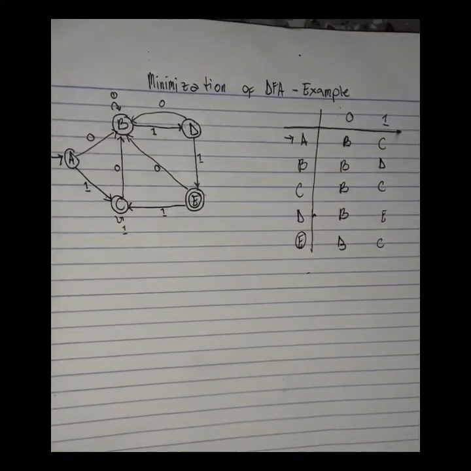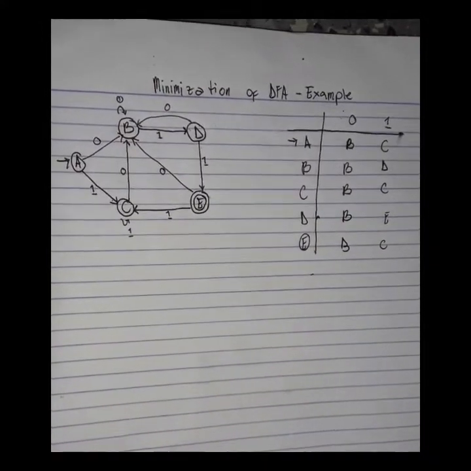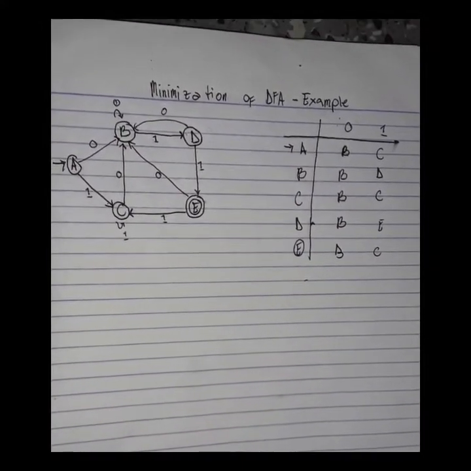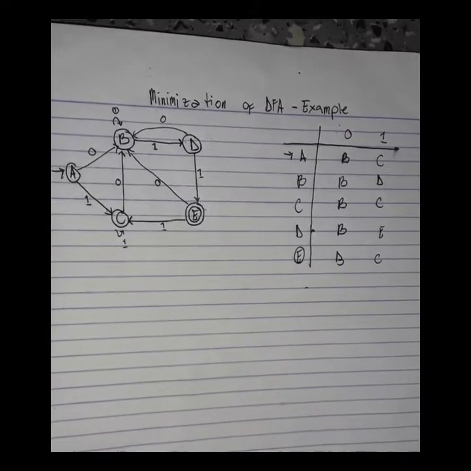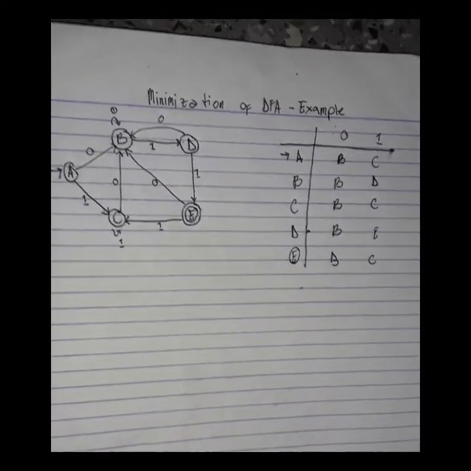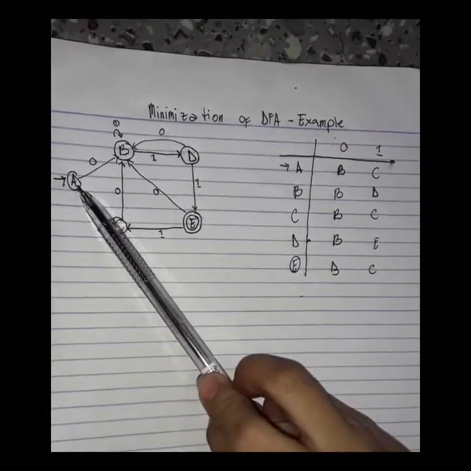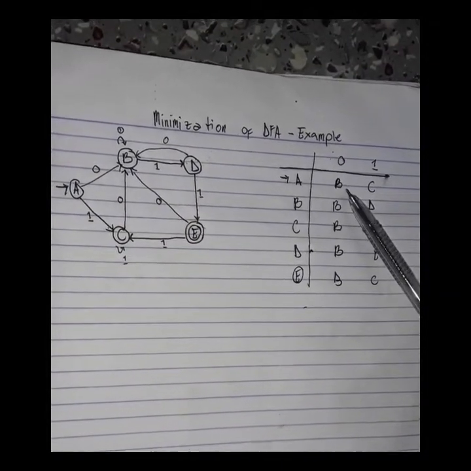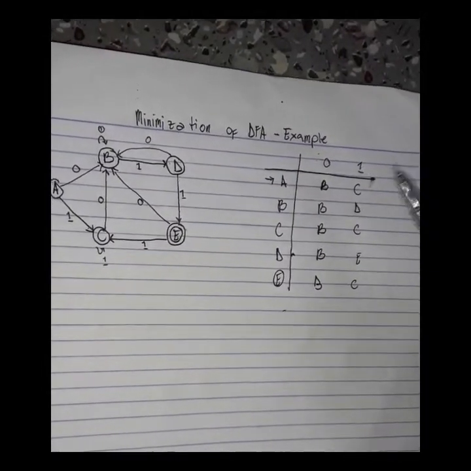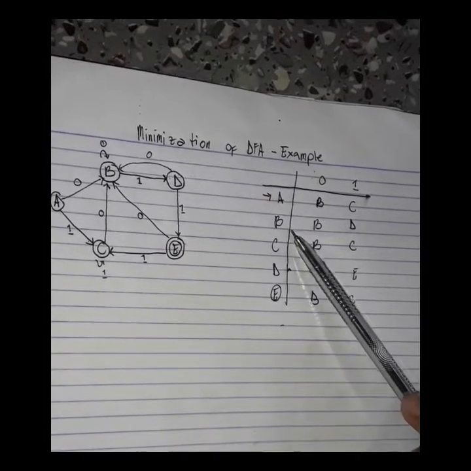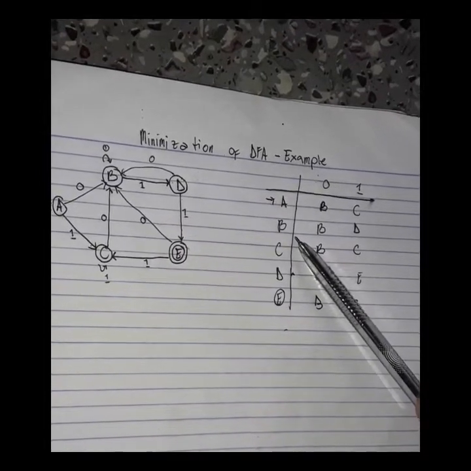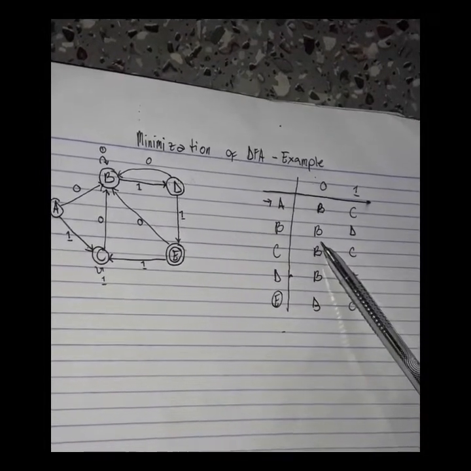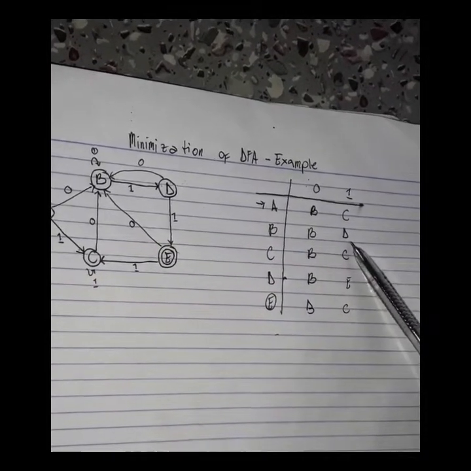First we need to draw the transition table for this DFA. Here I have drawn the state transition table. As you can see, the 0 input of A goes to B, and the 1 input of A goes to C. For B, the 0 input goes to itself, B, and the 1 input goes to D.